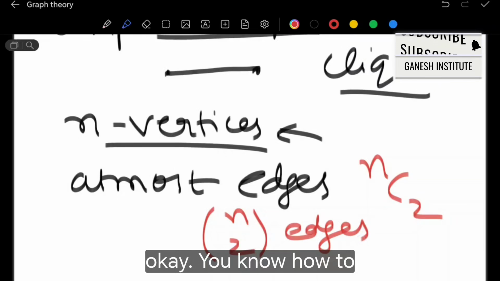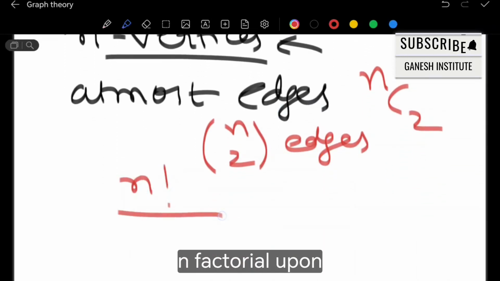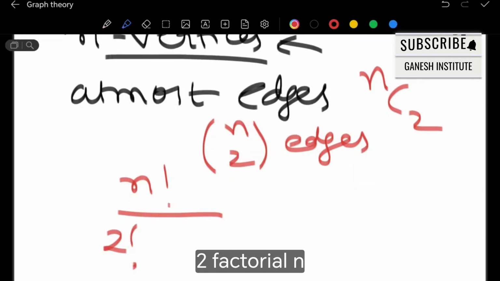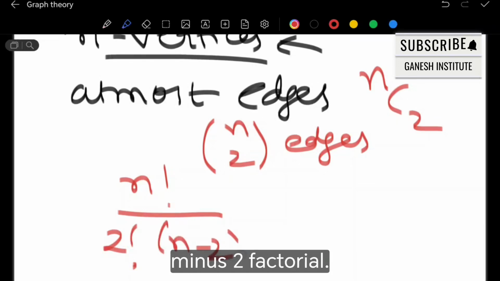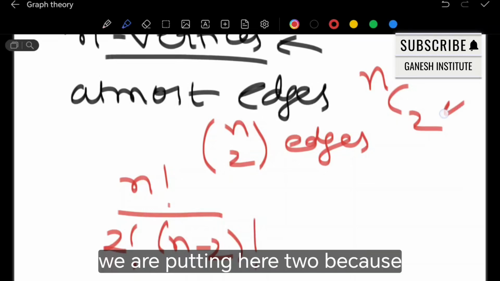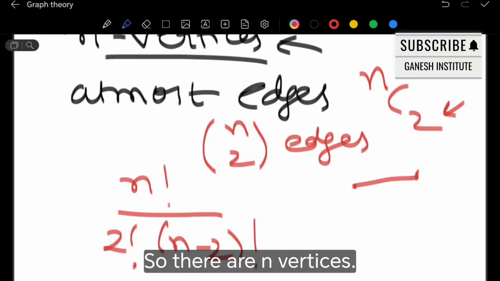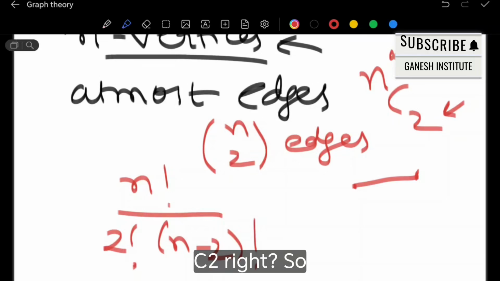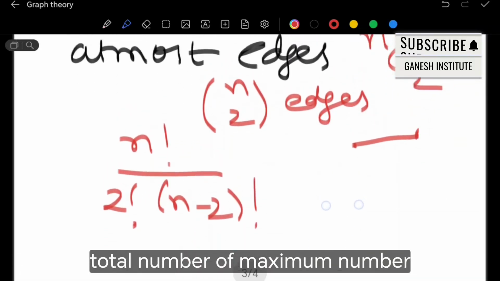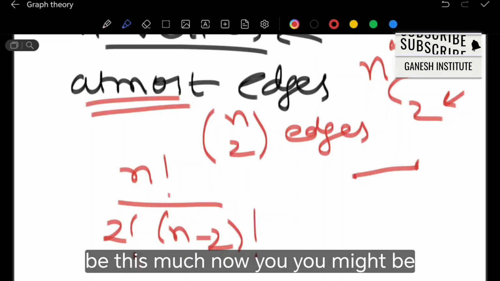You know how to solve the combination formula: n factorial upon 2 factorial times (n minus 2) factorial. Do you know why we are putting 2 here? Because an edge is formed by 2 vertices. So there are n vertices, and the combination is nC2. So the maximum number of edges can be this much.